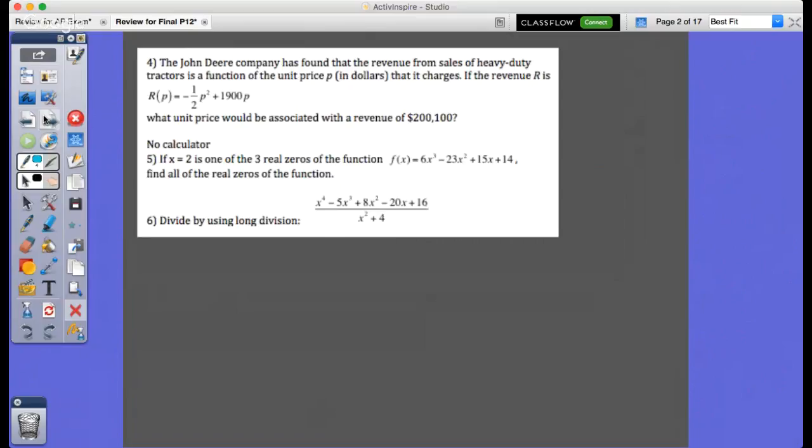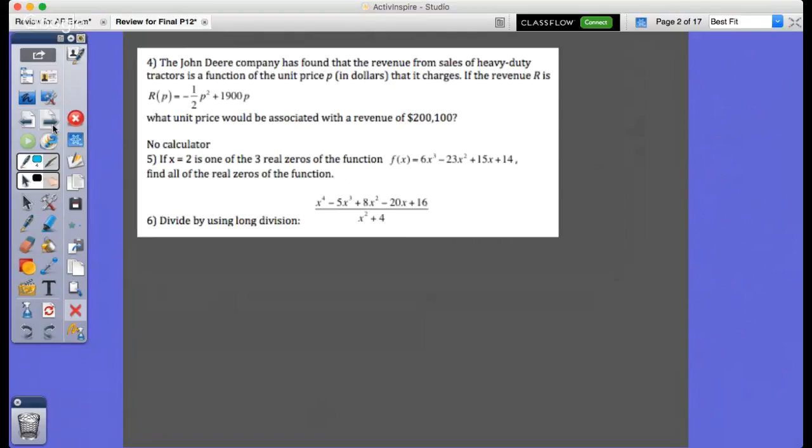Number 4? Plug it in, same, plug it into the calculator. And zeros, right? Okay. Number 5. You put the 2 in the synthetic division, and then you get a quadratic to factor. All right. Good. Number 6. x squared plus 0x plus 4 on the outside. And then let's go to the division.